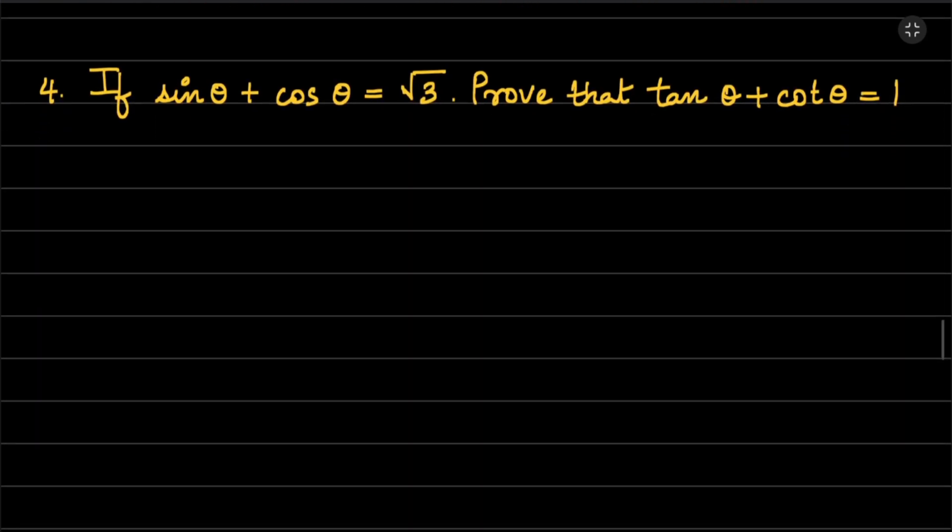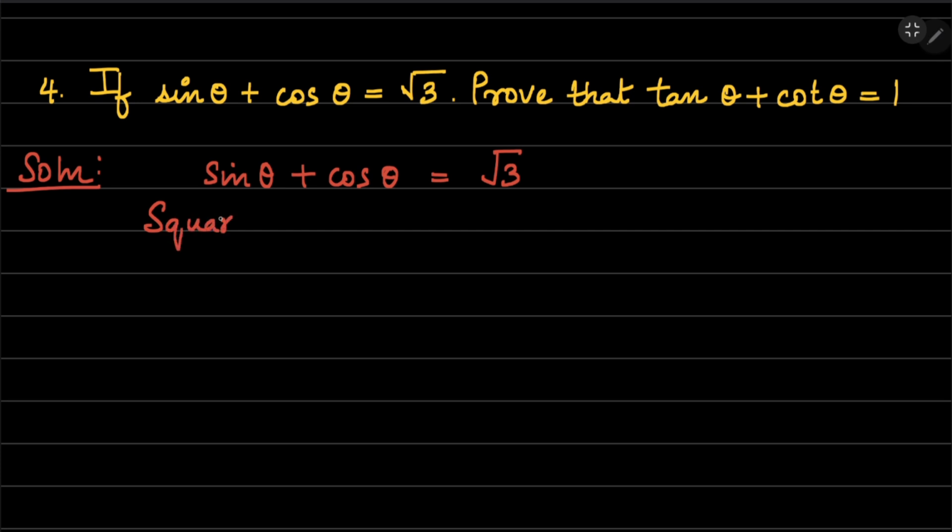If sine theta plus cos theta is equal to root 3, then prove that tan theta plus cot theta equal to 1. What is given here? You are given sine theta plus cos theta is equal to root 3. We cannot just use this directly, but we can square both the sides. Sine plus cos, we don't know any identity, but we know sine square theta plus cos square theta is equal to 1. So the very first thing that we can do is squaring both the sides.